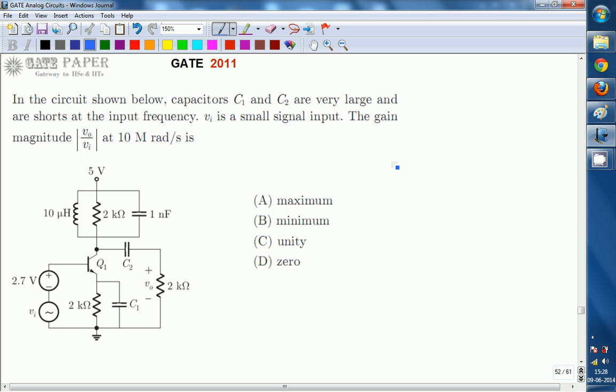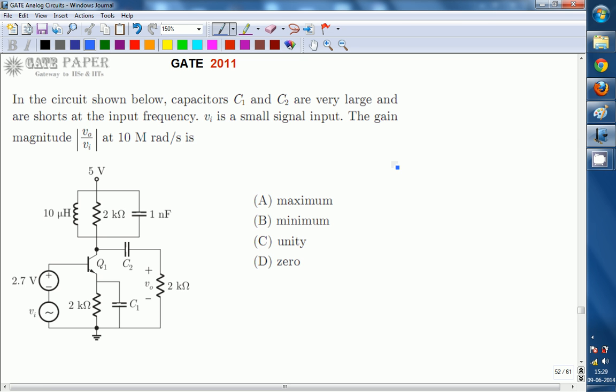Hello, we are discussing the GATE 2011 ECE paper, and this question is related to analog circuits. In the circuit shown below, capacitors C1 and C2 are very large and act as short circuits at the input frequency. Vi is a small signal input. The gain magnitude at 10 megaradians per second, that is 10 megahertz. What is the value of gain?